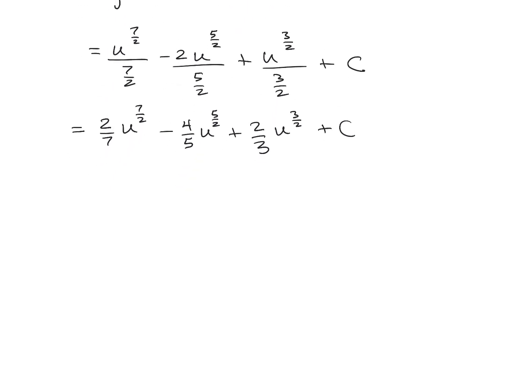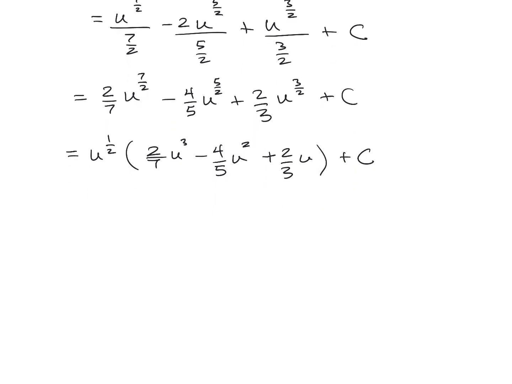One thing you can do nicely in this problem, if you wanted to, is factor out a u to the 1 half. That's going to give you 2/7 u to the 3rd minus 4/5 u squared plus 2/3 u to the 1st plus c. Remember that when you multiply, you add exponents. So 3 plus 1 half does make 7 halves. 2 plus 1 half does make 5 halves. And 1 plus 1 half does make 3 halves. Just kind of checking as we go.